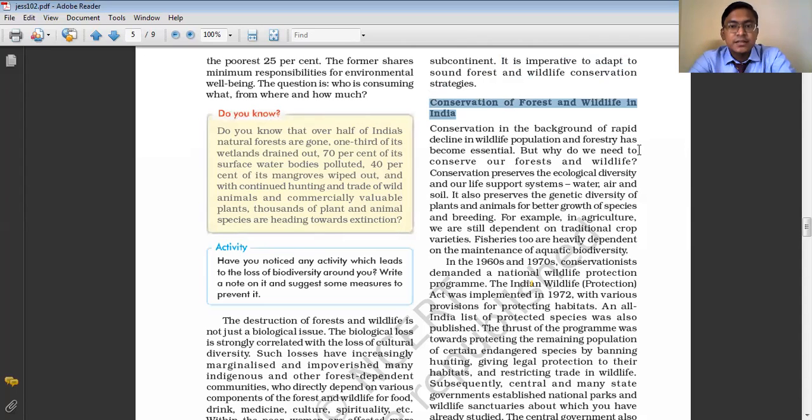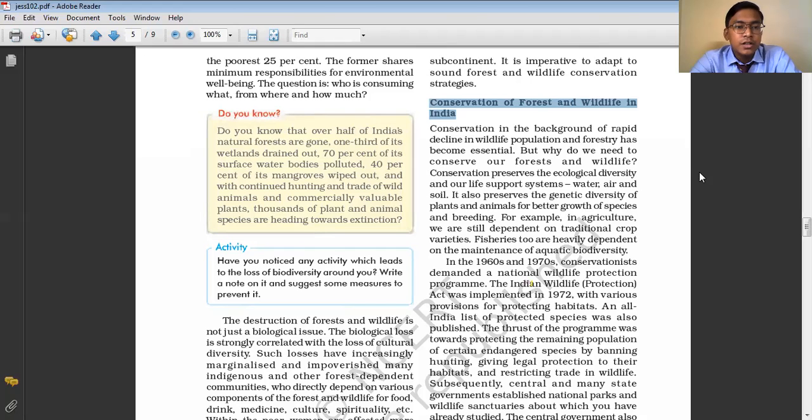Now we are going to discuss the conservation of forest and wildlife in India from chapter number 2, Forest and Wildlife Resources. As we discussed earlier, human activities have caused a lot of destruction to the forest and the wildlife resources of our country, because of which there is a depletion of the forest and the wildlife resources.